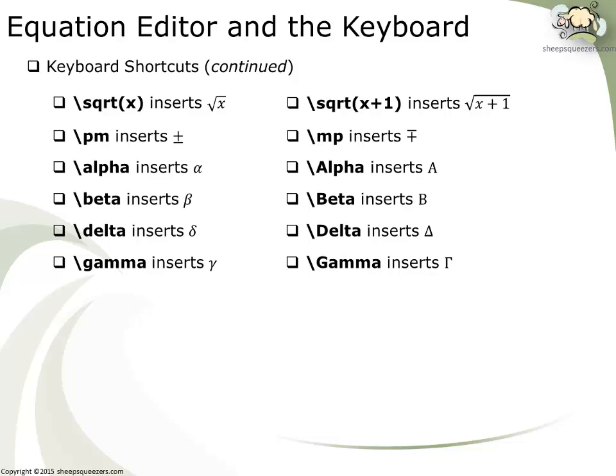And of course, a series of Greek letters: backslash alpha with lowercase a inserts the lowercase letter alpha, and backslash alpha with uppercase A inserts the uppercase alpha, and so on and so forth, all the way down to gamma in this example, but of course all the other Greek letters are available as well. Backslash gamma with lowercase g inserts the lowercase gamma, and backslash gamma with a capital G inserts the capital gamma.